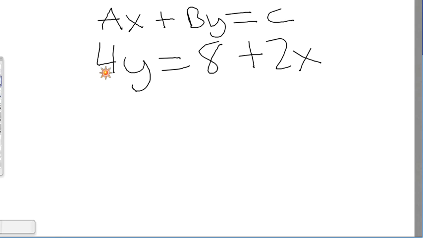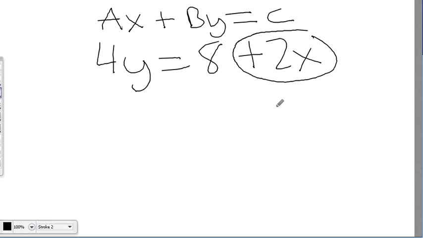So as we look through our equation here, we have our y term on the left, so that's good. We have our constant on the right, so that's good. But this x term right here, we need it to be on the other side of the equation. And the only way that we can cancel this term off of the right side and bring it to the left side is by doing a negative 2x.